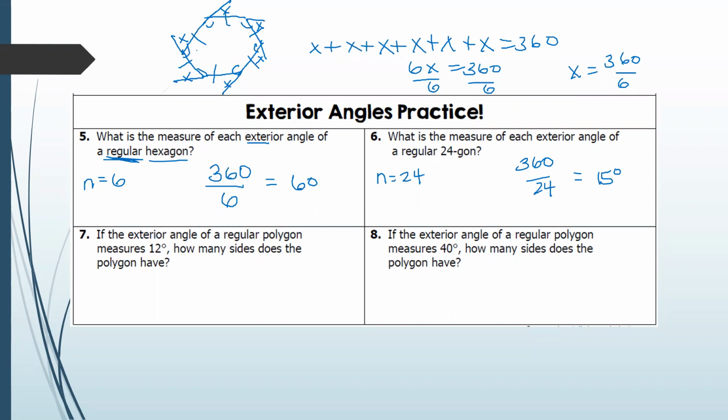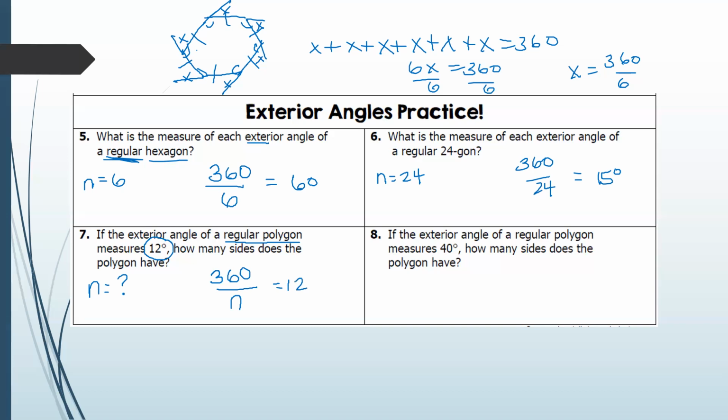Now, number 7 says, if the exterior angle of a regular polygon, meaning all the exterior angles are the same size, measures 12 degrees, how many sides does the polygon have? So n equals something that we don't know. But we know that all of them added together are going to add up to 360. I don't know how many there are, so I'll just call it n. So 360 divided by however many sides there are is one exterior angle. And one exterior angle is 12 degrees.